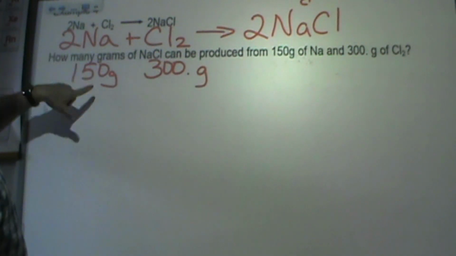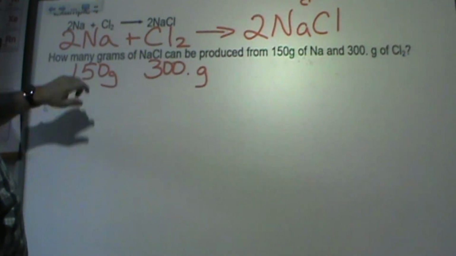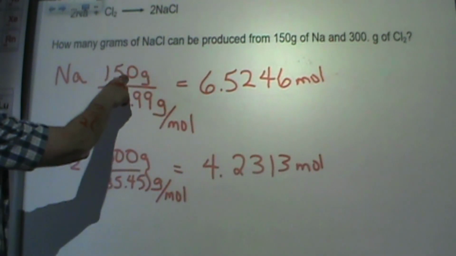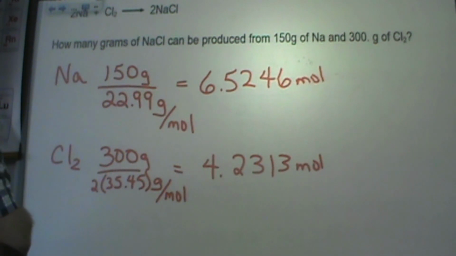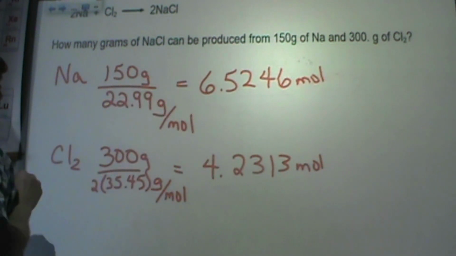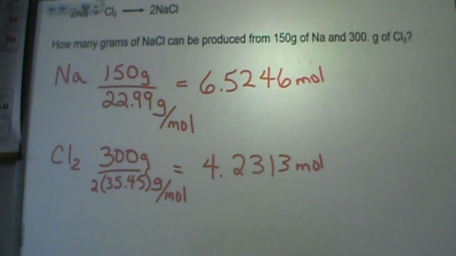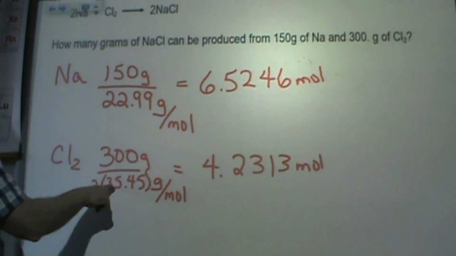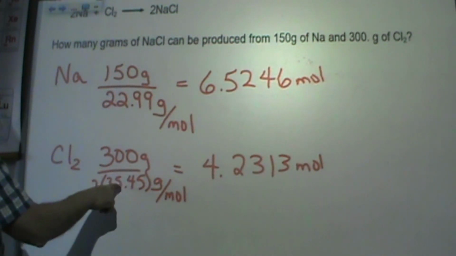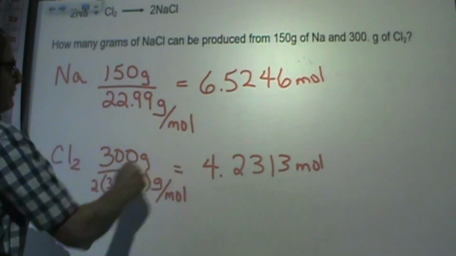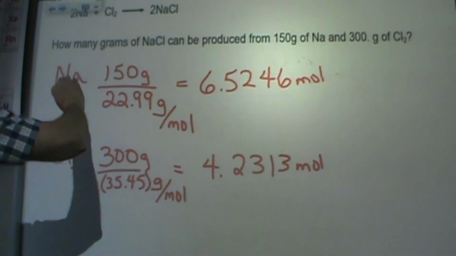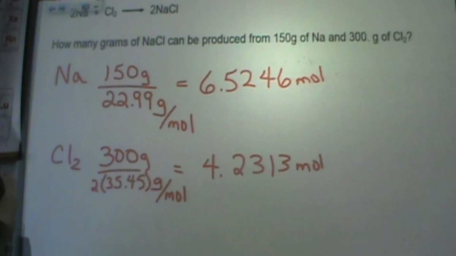All right. So we got to figure out which one of these is going to be the limiting reactant. So if you take the sodium and you take 150 grams divided by its atomic weight, we get 6.5246 moles. The chlorine divided by its weight, remember it's diatomic, so we have to multiply the 35.45 times 2, so you get 70.9, and we get 4.23 moles. But we still have to figure out how many reactions, how many batches of NaCl can we make.